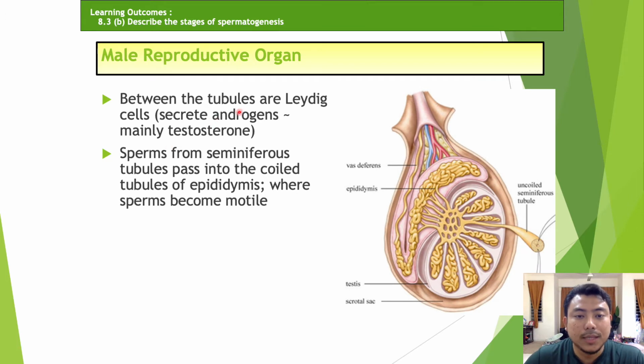Between the tubules, there are cells called Leydig cells. The function of Leydig cells is to secrete androgens, mainly testosterone. So apart from the tubules, there are other cells, called Leydig cells, that produce testosterone. Sperms from the seminiferous tubules will pass into the coiled tubules of the epididymis. Here is the epididymis, this part here, where sperms become motile. Originally, when the sperms are produced inside the seminiferous tubules, they are non-motile, meaning they do not move, they just stay still and go with the flow. But once they are inside the epididymis, they will become activated and start to become motile.